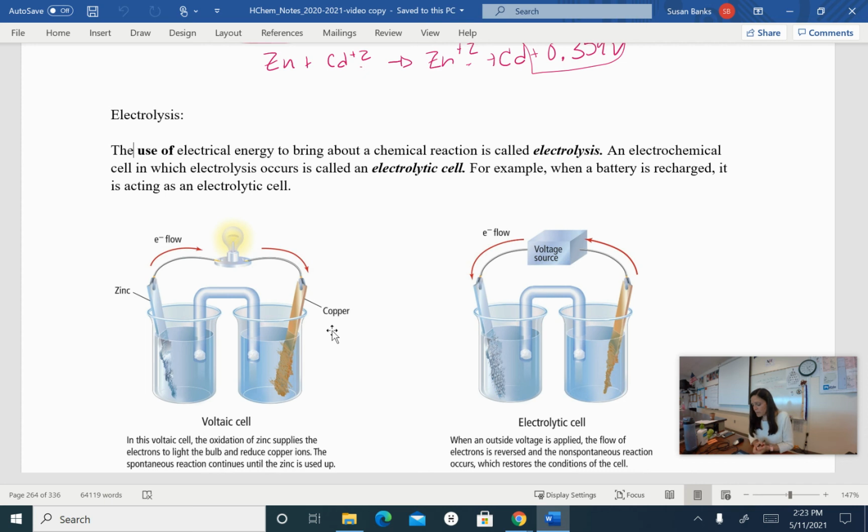For example, when a battery is recharged, when we recharge our phones at night and we plug them in, we are actually running this battery as an electrolytic cell. We're forcing everything back to the starting point to make it fully charged again. So when the battery is recharged, it's acting as an electrolytic cell.